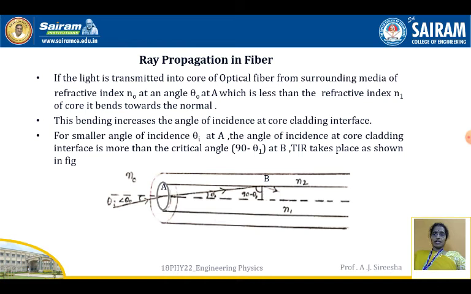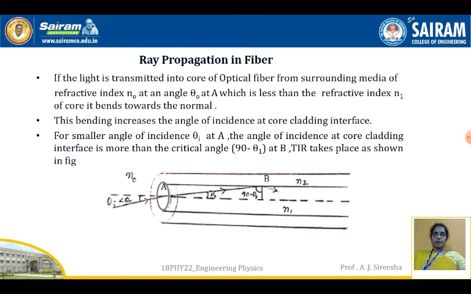That means the core is a denser medium and the cladding is a rarer medium, and n0 is the refractive index of air, which is very much less when compared to n2. Now see here, when a ray of light enters from a rarer medium, refractive index n0, at an angle theta naught at a point A, which is less than the refractive index n1 of the core, it bends towards the normal. That means a ray is passing from a rarer medium to a denser medium. The ray bends towards the normal.